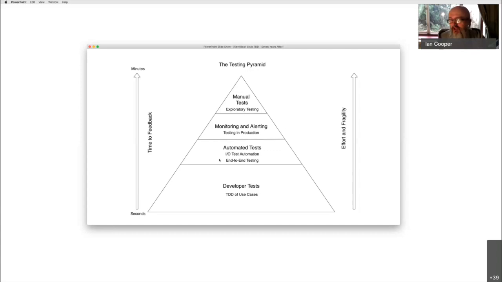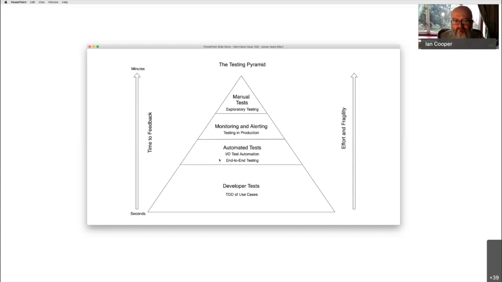And all these things are valuable. But the higher up the ladder they are, the more expensive they are and the slower they are, and therefore the longer the time to feedback and the more cost to get feedback. So get the cheap feedback at TDD if you can, and then go up the ladder as you need to.